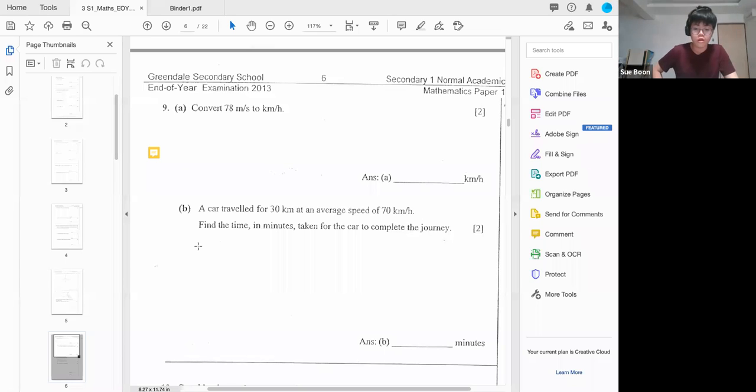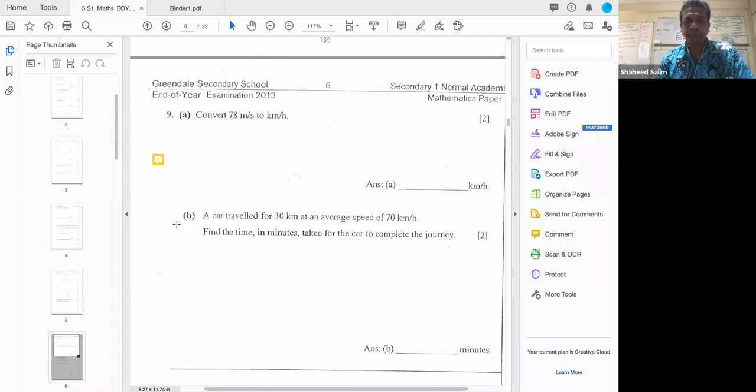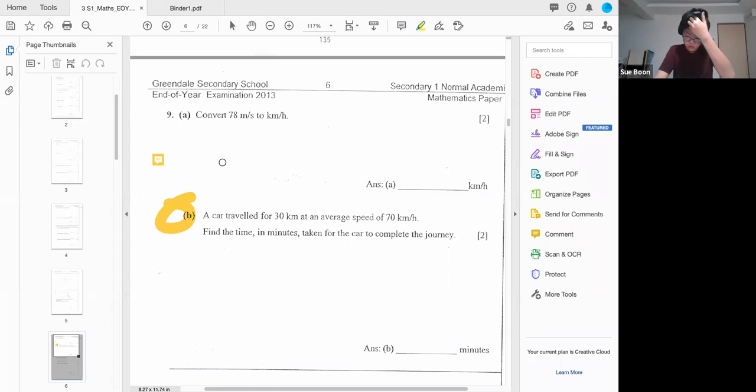$17. 17. How you get 17? Is it question 10? No. Question 9B. This one. We have not finished this one. Speed one.